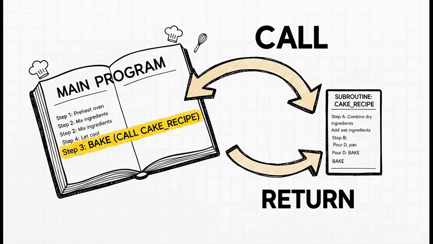And the magic happens with 2 simple commands. Call tells the program, okay, pause what you're doing and jump over to this subroutine. Then, once the subroutine is done, the return command says, all right, job's done, now jump back to exactly where you left off. But wait a minute. How does it know where it left off? How does it remember?